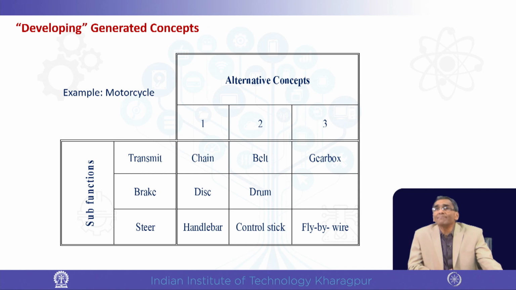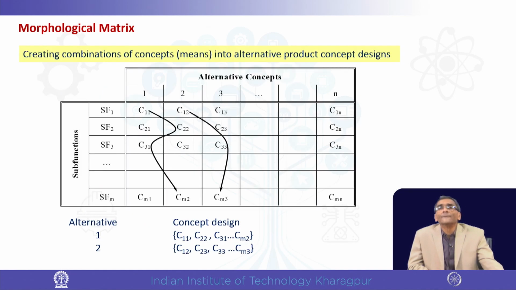Now, I am presenting a simple example from available literature, because this shows a very simple form of how it is done. Now, if we put those C11, C12, C13 in that matrix, we see the subfunctions on the rows SF1, SF2 and so on to SFm, and alternative concepts or means as we call them 1, 2, 3, 4 up till n. So, it is an m by n matrix that we can see.